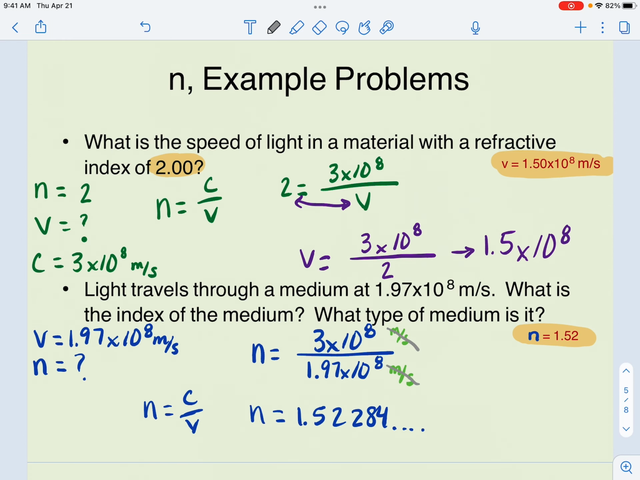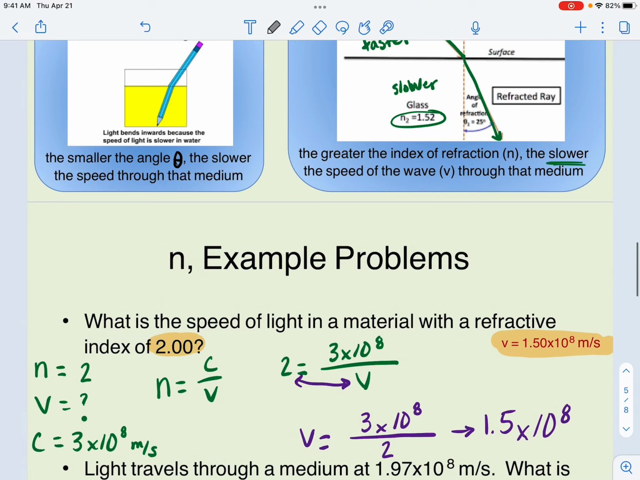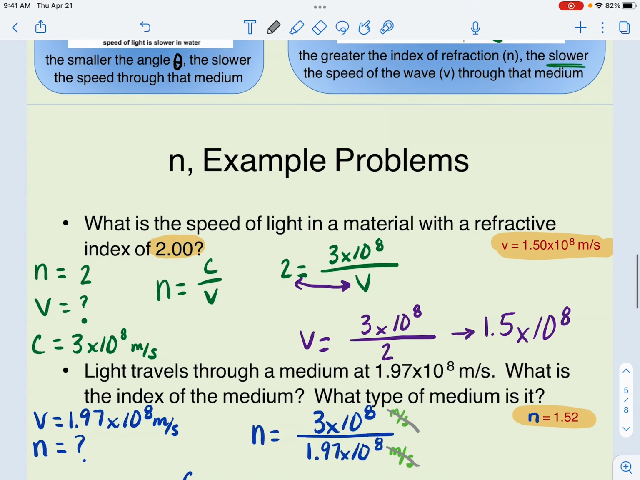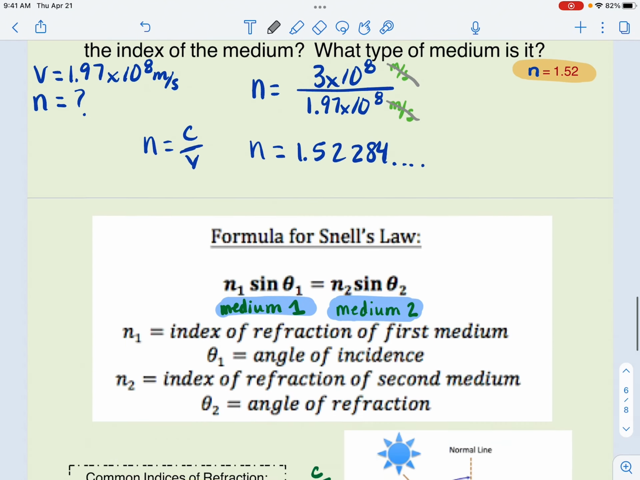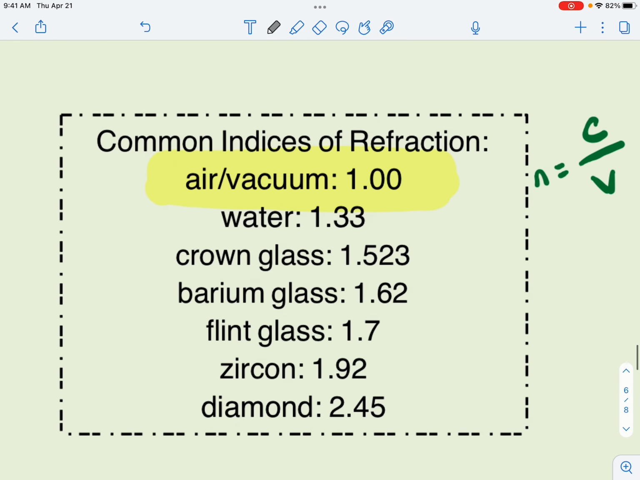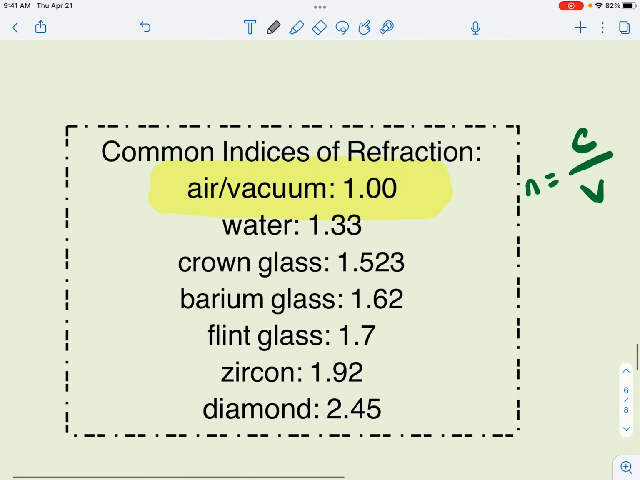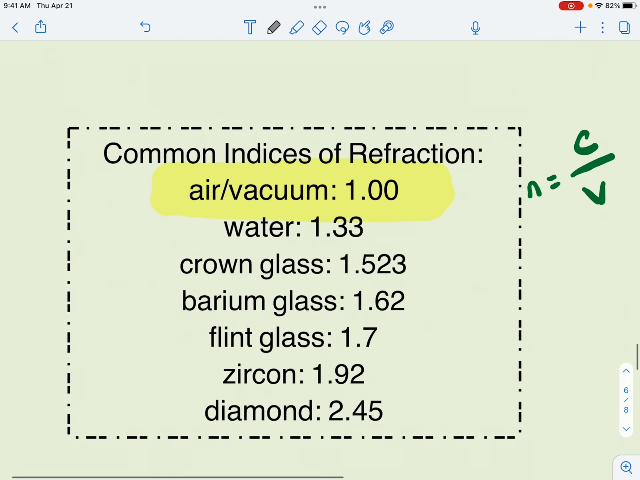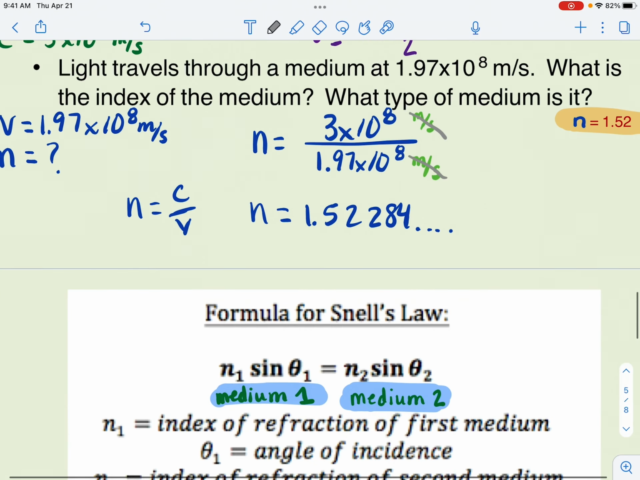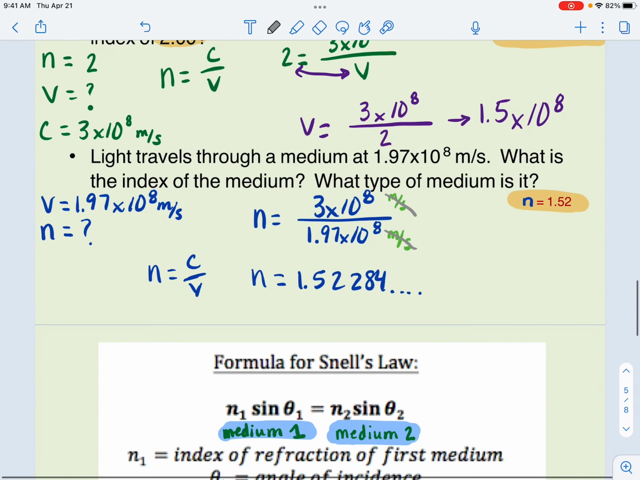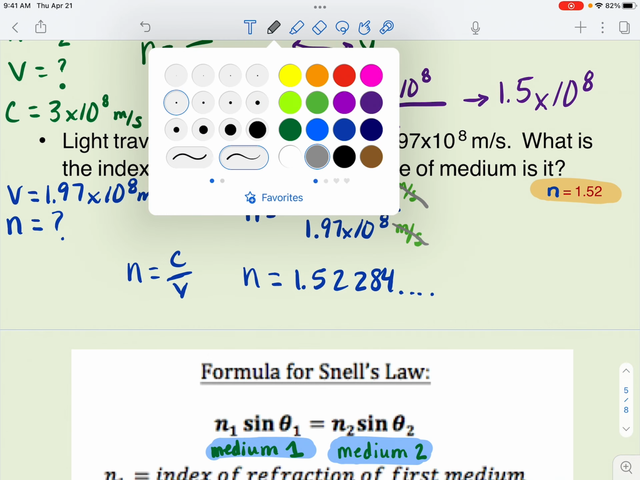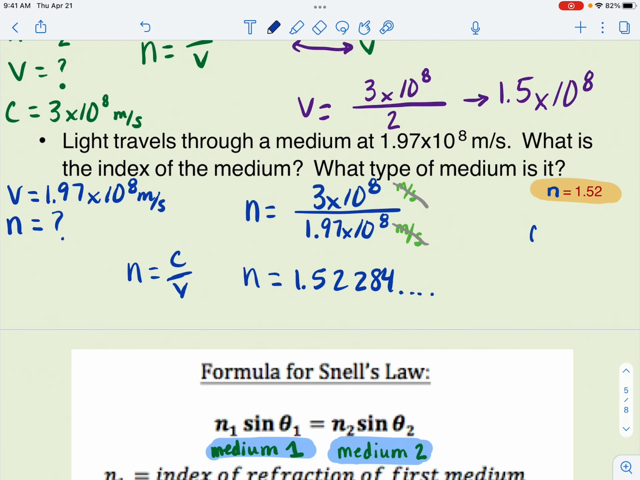How are you supposed to know which type of material it is? Remember, in the notes, I provided you a list of n values. So we had a value of 1.52, and so from the list that I gave you, we would be able to identify that as crown glass. Again, you are not expected to memorize that list, but you will need to reference it for some of your practice work. So crown glass is the answer to the second question on this page.